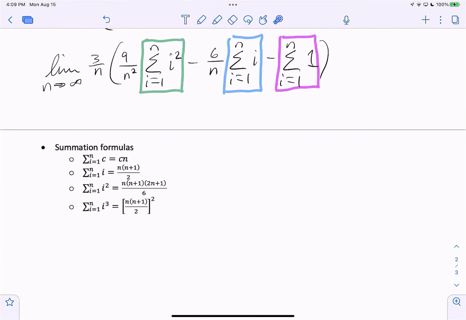At this point, it would be good to remind ourselves of some summation formulas. The sum as i goes from 1 to n of a constant is n times that constant. The sum as i goes from 1 to n of i is equal to n times n plus 1 over 2. The sum as i goes from 1 to n of i squared is equal to n times n plus 1 times 2n plus 1 all over 6. If the sum is of i cubed as i goes from 1 to n, then the result is n times n plus 1 over 2, the quantity squared. It's the square of what happens when you add a bunch of i's together.